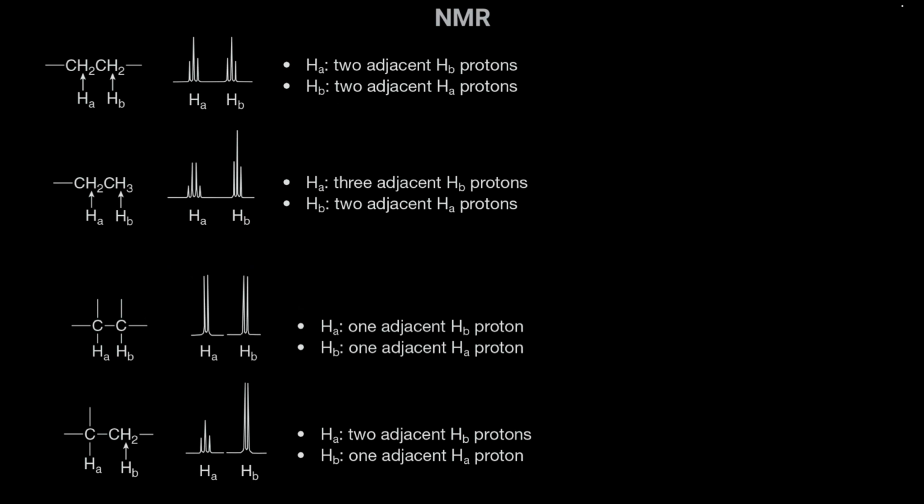Okay, and then lastly we have a doublet triplet, another common splitting pattern when we see a CH CH2. So the CH proton, the HA, is split into a triplet by the neighboring 2, and then HB is split into a doublet by the neighboring 1 proton.